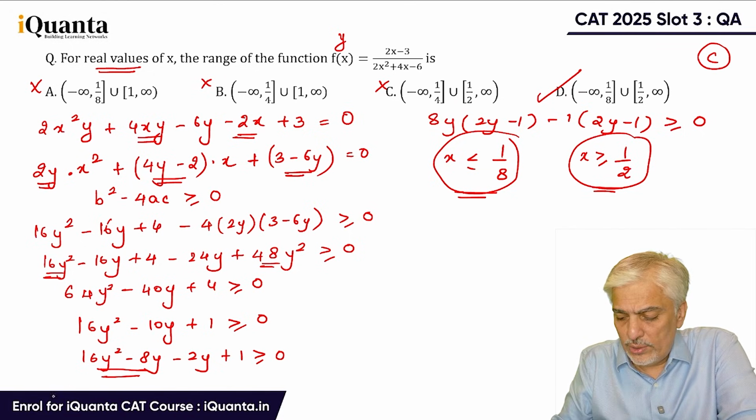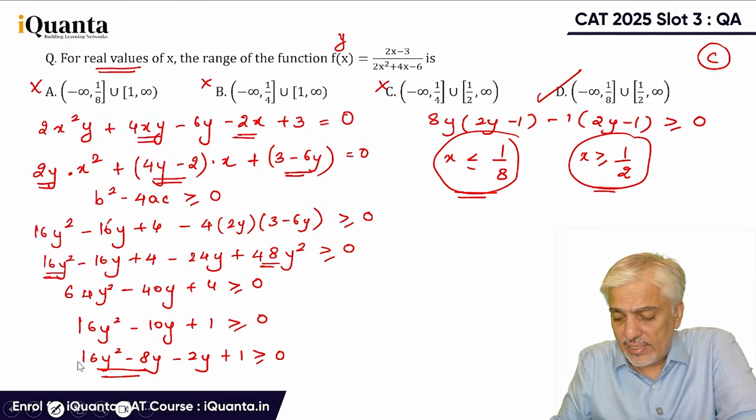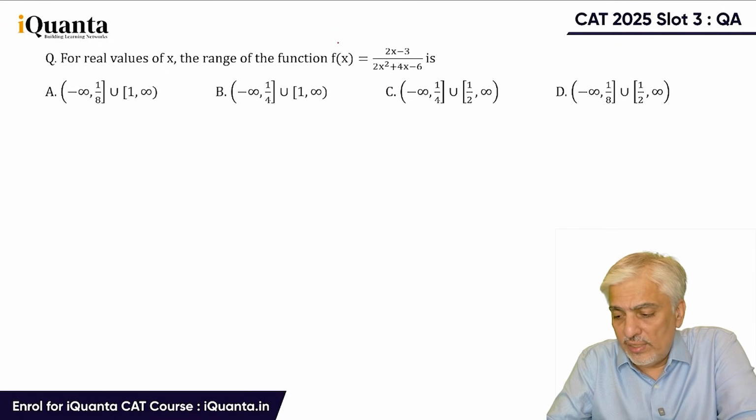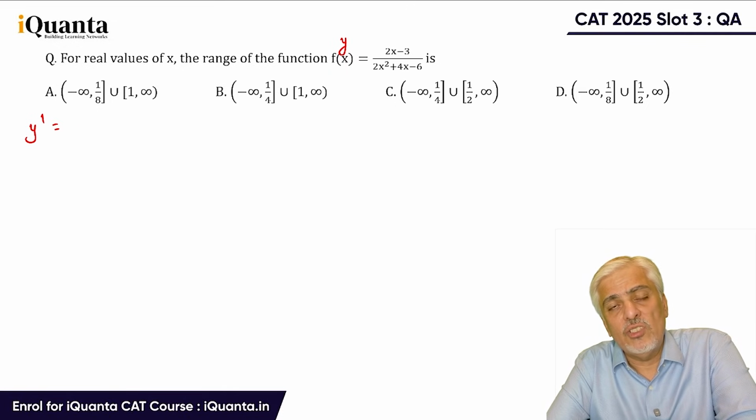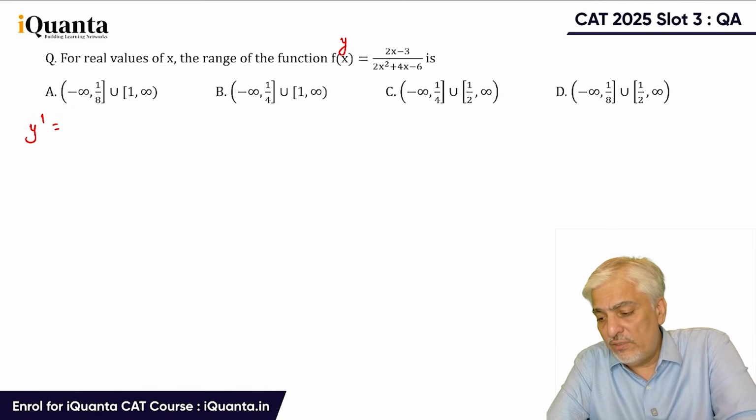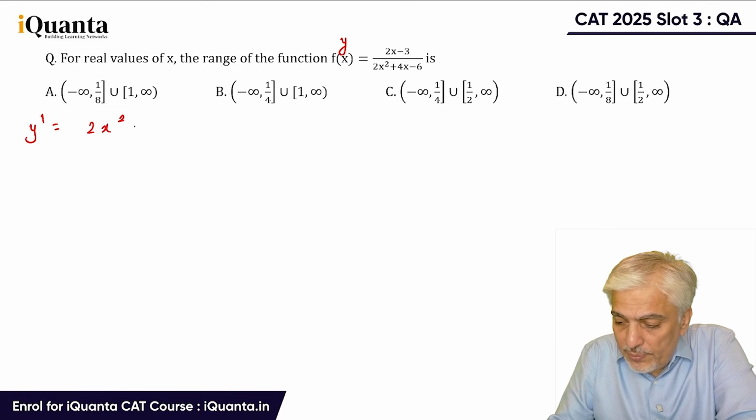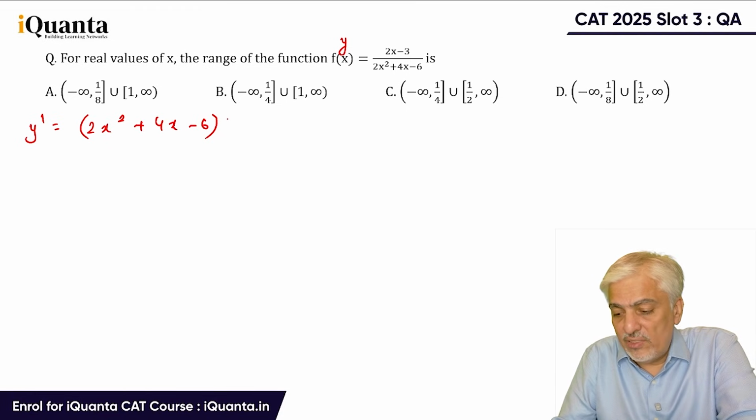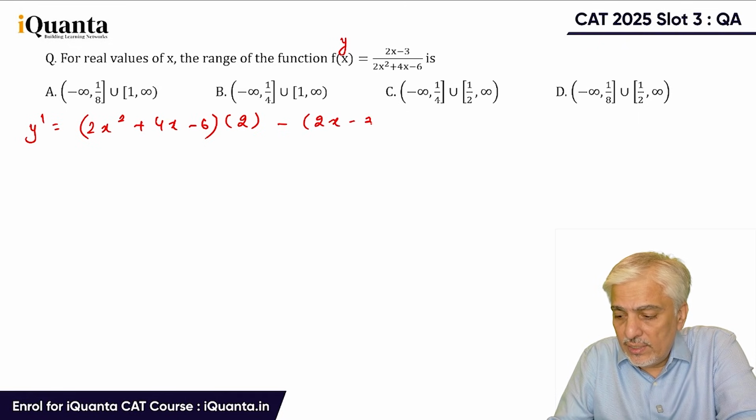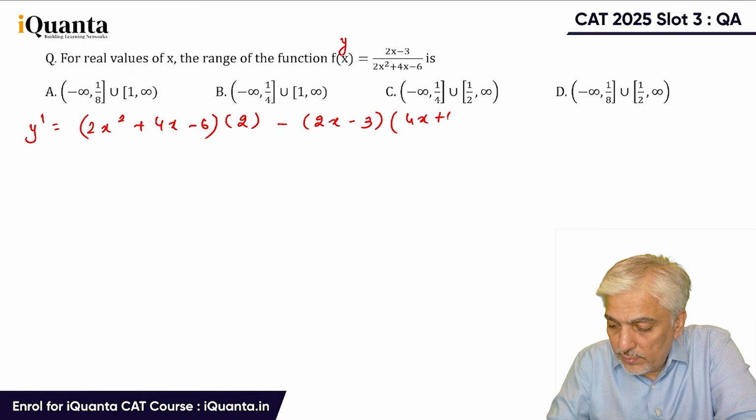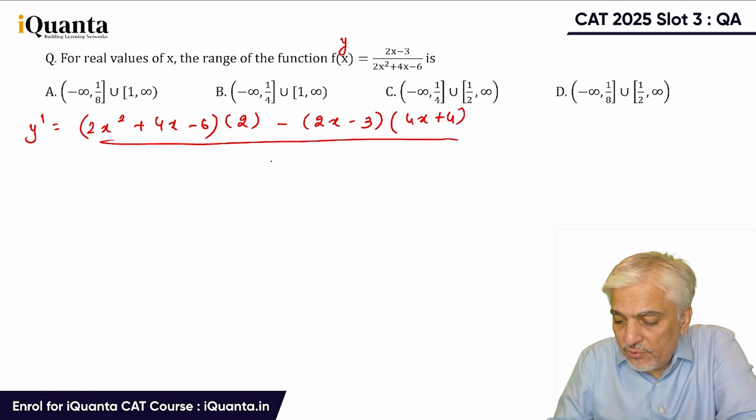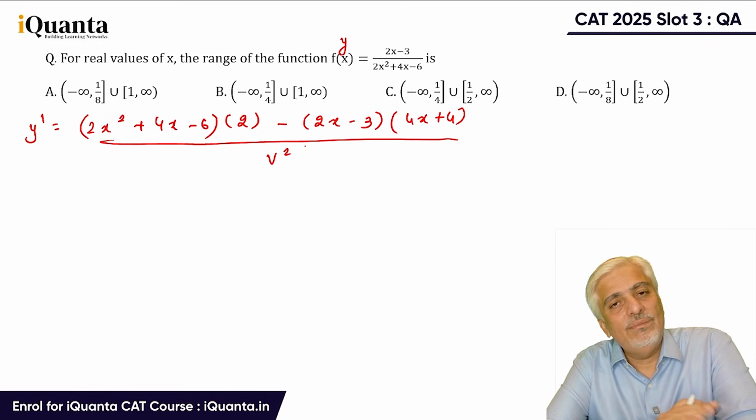In the second approach, for students who like calculus, I could have done derivatives. Call this y again. So what is y dash? What is the derivative of u upon v? It is v into derivative of u, that is (2x² + 4x − 6) into the derivative of 2x − 3. The derivative of 2x is 2, the derivative of 3 is 0, minus (2x − 3) into the derivative of 2x², which is 4x + 4, upon v².